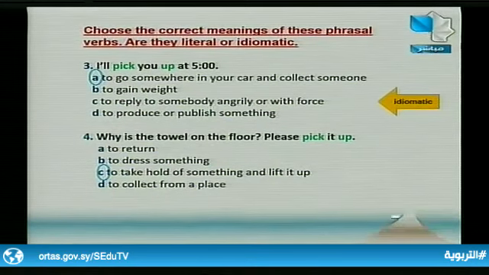So here, pick up in this sentence has a literal meaning. It means to pick something up from the ground, from the floor. So here pick up is different from pick up in sentence number 3. Here we have a literal meaning, while in number 3 we have an idiomatic meaning. Very nice. Thank you so much.